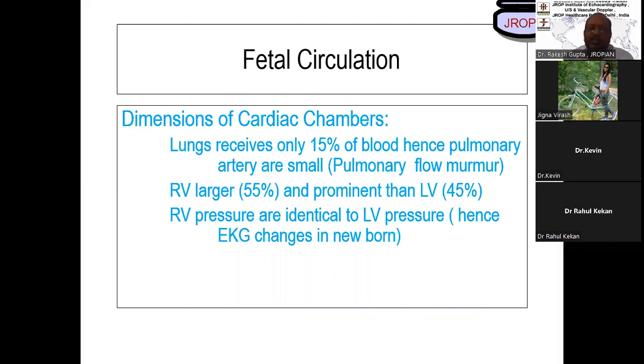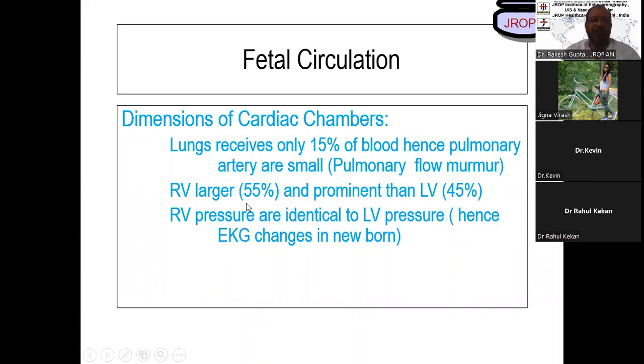Similarly, when a lot of blood gushes through the pulmonic artery, which was very small in the development phase, that gush of blood in the pulmonic artery presents as a pulmonic flow murmur. Nothing abnormal, because that's going to disappear over a period of time once these pulmonic arteries get accustomed to the large amount of blood flowing through them.